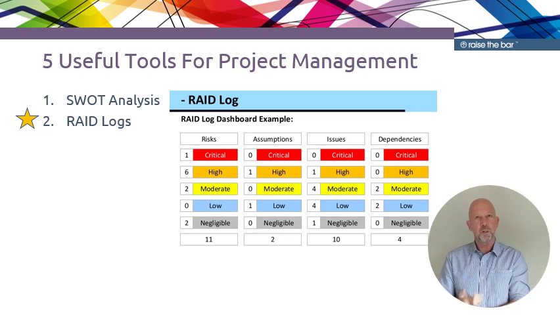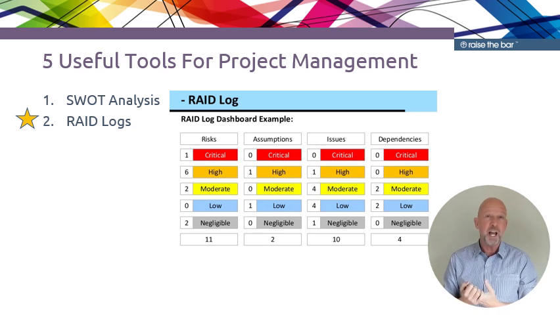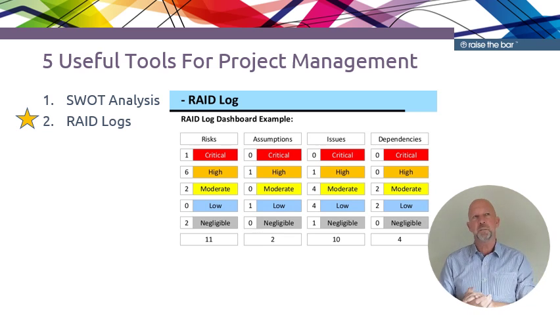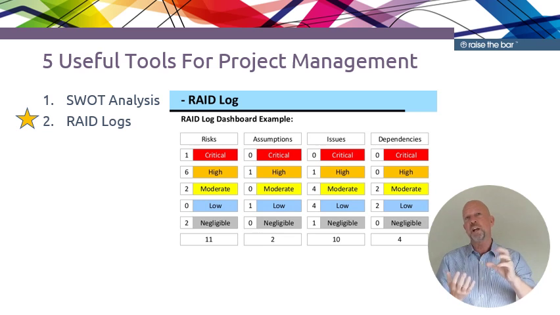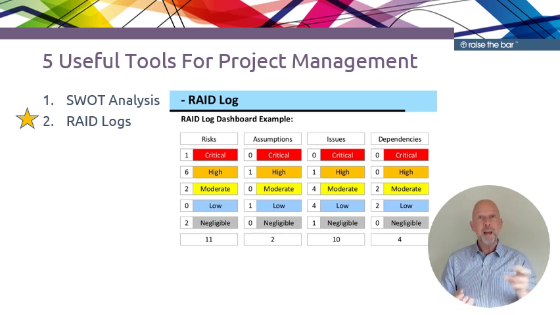The second tool I want to talk about is called a RAID log. Now, RAID stands for risks, assumptions, issues and dependencies. So when we're identifying those opportunities and threats, we need to break them down into a bit more detail. Risks are things which have the potential to happen but haven't happened yet, and we need to grade those, give them a bit of a scoring mechanism as to whether we think they're a high risk, medium or low, and then also to grade the likelihood that that risk may occur.